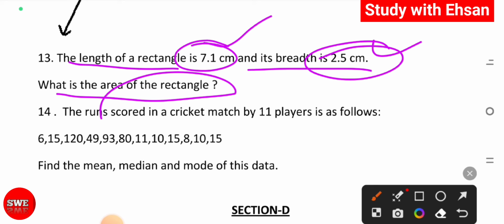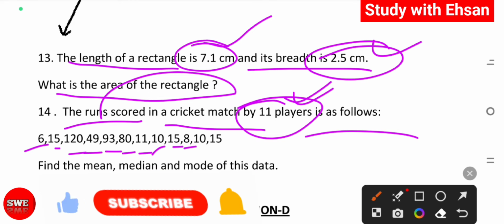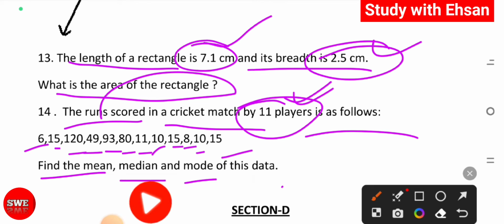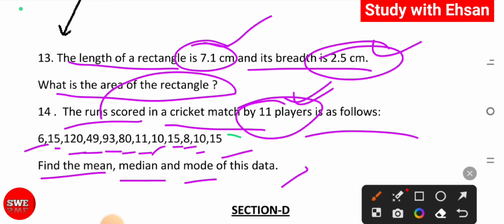Question number 14: the runs scored in a cricket match by 11 players is as follows. 11 players are there in one team of cricket. Then the runs scored by 11 players of a particular team is given below: 6, 15, 120, 49, 93, 80, 11, 10, 15, 8, 10 and 15. Then find the mean, median and mode of this data. Yes, this is the data given. What you have to do with this data, you have to find the mean, median and mode of this data.